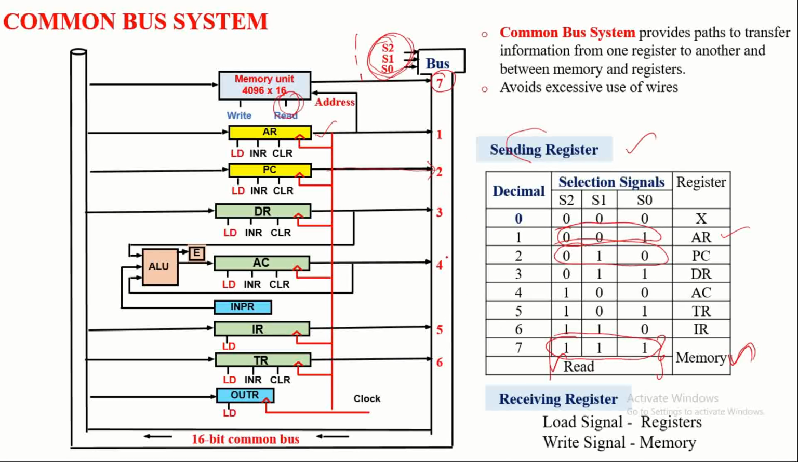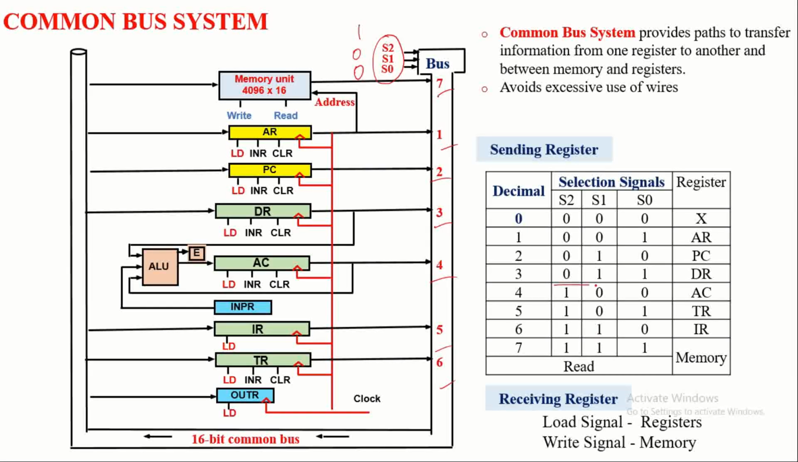Just assume that one of them has transferred its information over the bus. Now, who has to receive the information? It is determined by enabling the load signal of the register if it has to be received by one of the registers, and if it has to be received by the memory unit, then the write signal of the memory unit has to be enabled. So using the selection signals, the load signal of the register, and the read and write signals of the memory unit, who has to transfer and who has to receive the information over the bus is determined.